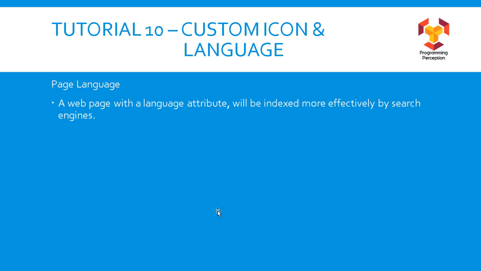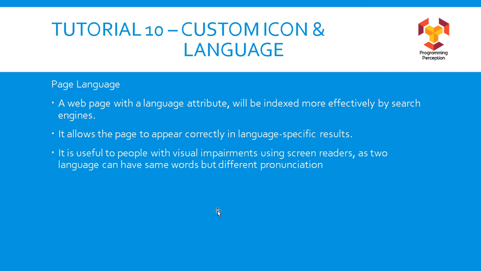That's it. Now the next topic is page language. A web page with a language attribute will be indexed more effectively by search engines because some of the searches are related to language. So they are language specific. In those situations, if we specify the language information in the web page, definitely it's going to be in one of the top search results, right? So it allows the page to appear correctly in the language specific result. It is useful to people with visual impairments.